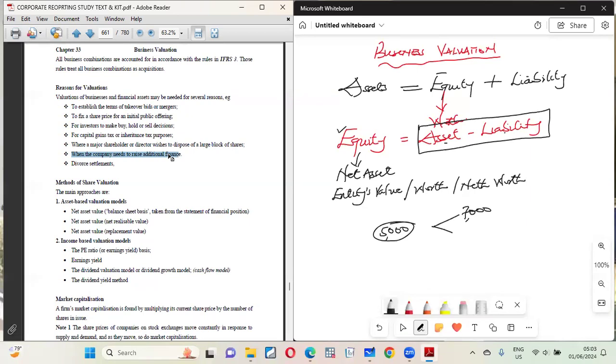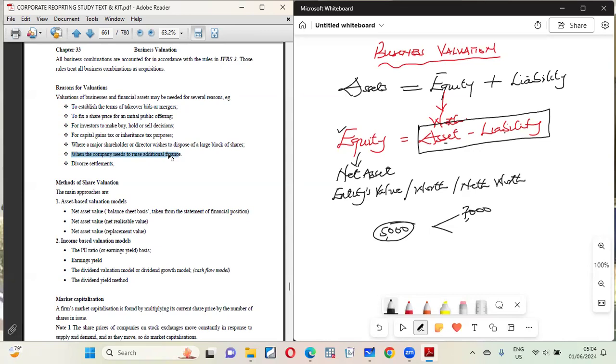Then the last one is divorce settlement. I think for that one, if you have forgotten everything, that one you remember. Because we hear in this Western world culture that people divorce and assets are shared. And so if you have a business, it has to be shared. So there has to be a value of the business, so that if somebody is taking 60%, we know the exact value of that. So these are the reasons for valuing a business.